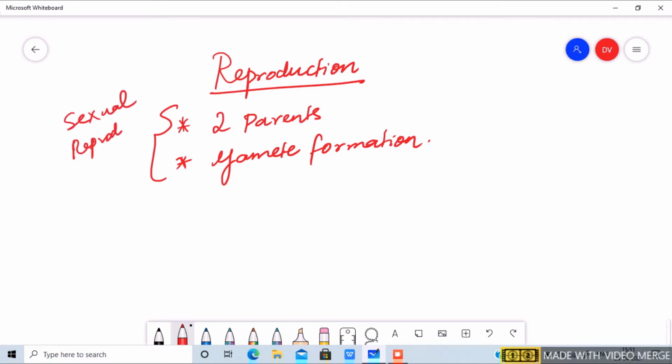As I told you, there are two individuals involved. You have to know about the male reproductive part and the female reproductive part, and in today's session we are going to learn about the male reproductive part. Now before that, let me tell you the events of reproduction.